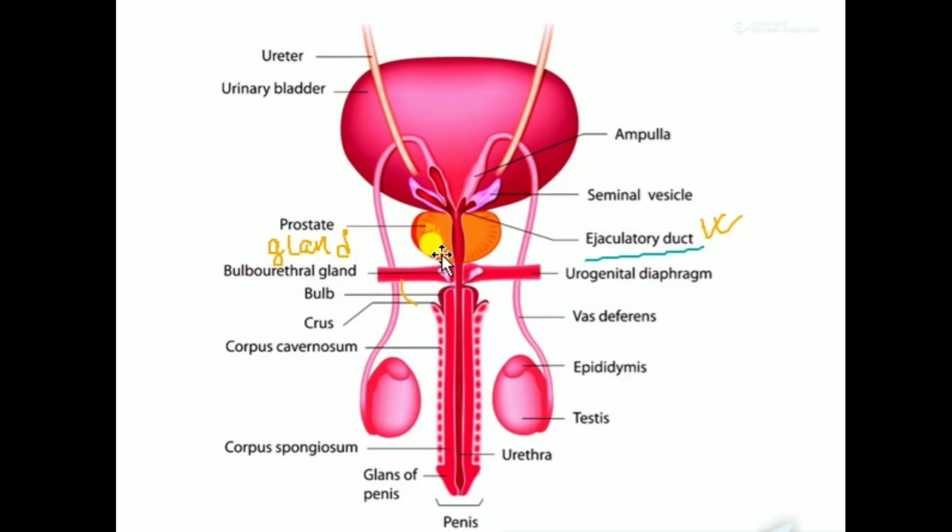That means prostate gland is one type of gland that is associated with male reproductive system, which is donut shaped. Okay, this connection is not visible until this prostate gland is removed.